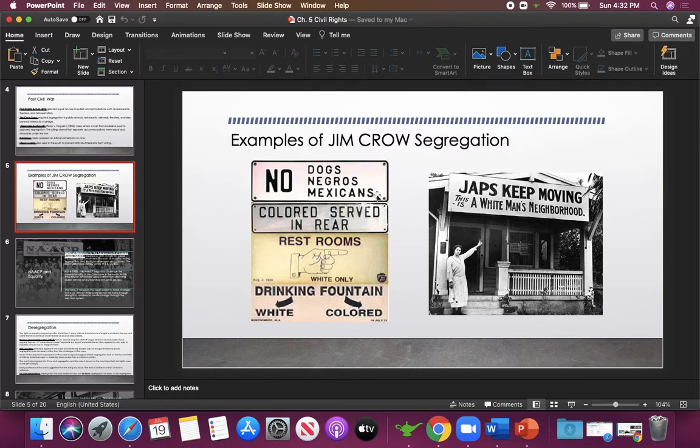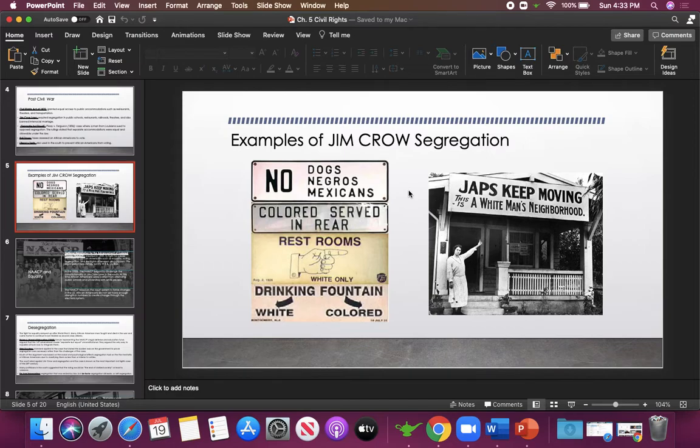We can see here Mexicans, Japanese Americans. This is closer to World War II, when we go to war with Japan. Essentially, we're seen as no better than dogs, and we're forced into a secondary society. And even though these accommodations were, quote unquote, equal, the schools for people of color were not as good as the schools for whites.